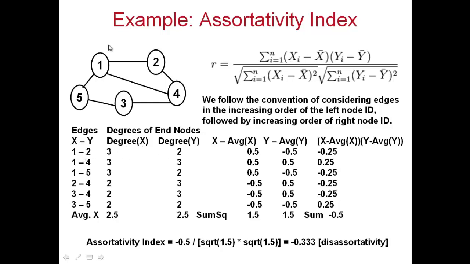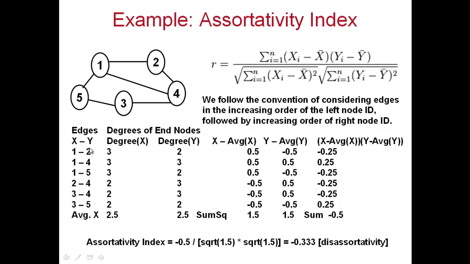So for node 1, the degree is 3, so you write them for each edge: 3, 3, 3. Then node 2, the degree is 2. For node 3, the degree is 2. Again for node 3, the degree is 2. Then for set Y, the end vertices are these. For node 2, the degree is 2. For node 4, the degree is 3. For node 5, the degree is 2. Node 4, again the degree is 3, and so on.